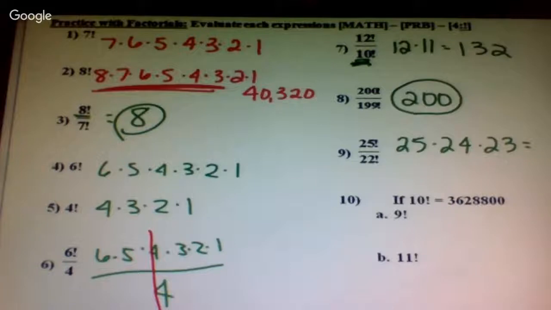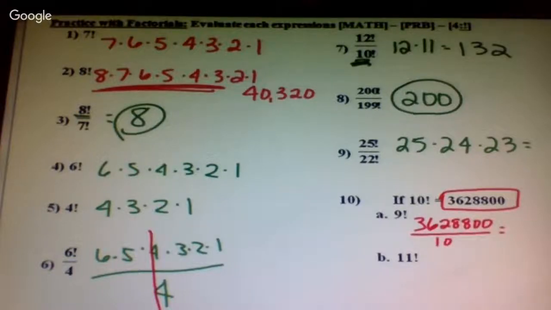Okay, number 10. 10 factorial is this. How would I go backwards and get 9 factorial just using that answer? Divide that by 10. Why? Because the last thing it was multiplied by was 10. Good. This one's not multiplied by 10, right? This starts 9, 8, 7, 6, 5, 4, 3, 2. The only difference is this one's multiplied by 10. So to get this answer, we would start here and divide this by 10.